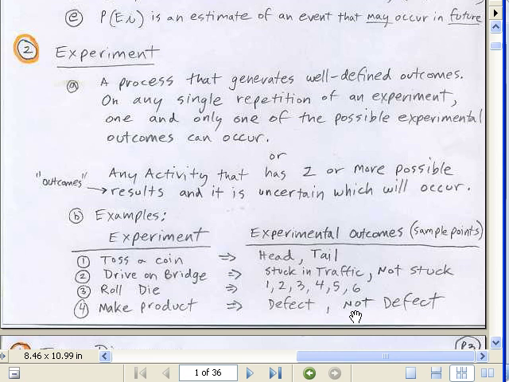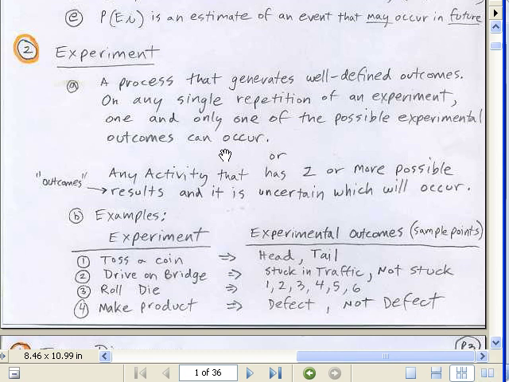Then we need to define experiment. Like I said, we have nothing but terms to define. What is an experiment? Any activity that has 2 or more possible results where it is uncertain which one will occur. What about this as an experiment? Toss a coin. You're either going to get head or tail. You drive on a bridge and you're interested in traffic. You either get stuck in traffic or you're not stuck. Roll a die. You can get only one of those. Make a product. If you're interested in whether it's a defect, it's either a defect or it's not a defect. These are called experimental outcomes or sample points.